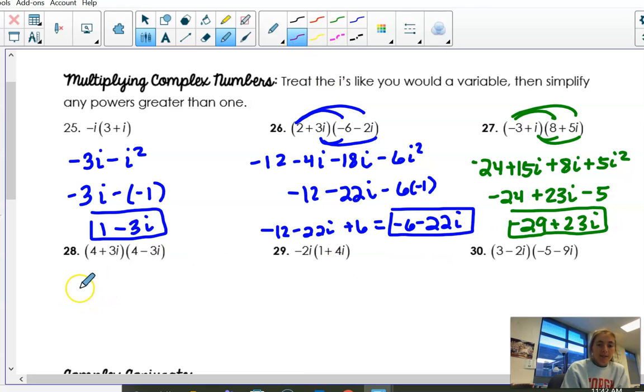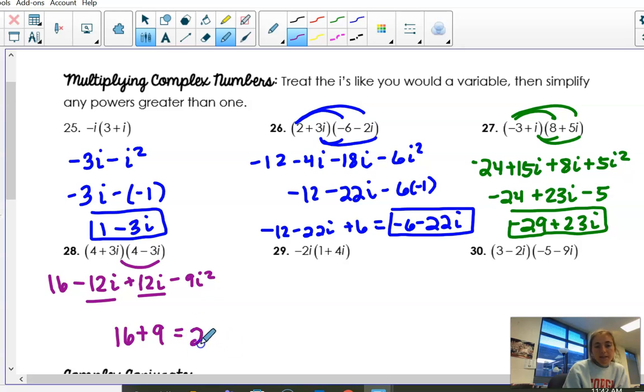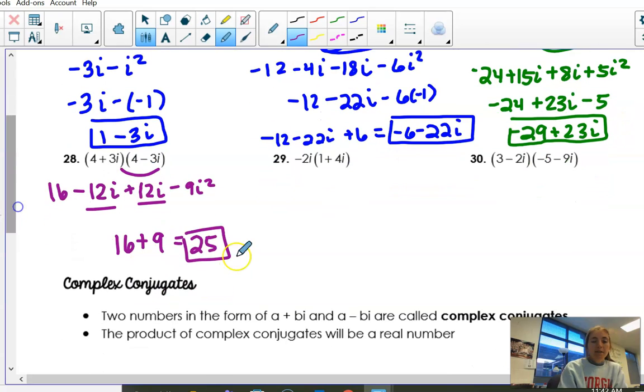All right, 4 plus 3i times 4 minus 3i. Doing FOIL again, this gets us 16 minus 12i plus 12i minus 9i squared. The positive and negative 12i cancel each other out, and minus 9i squared becomes plus 9. So this is 25. These are what we call complex conjugates of each other. Whenever you multiply complex conjugates together, the product will always be a real number.